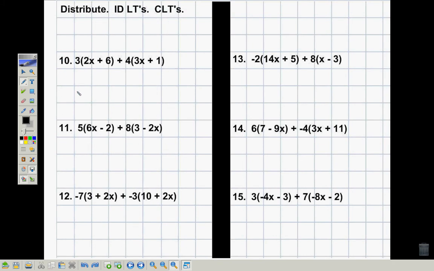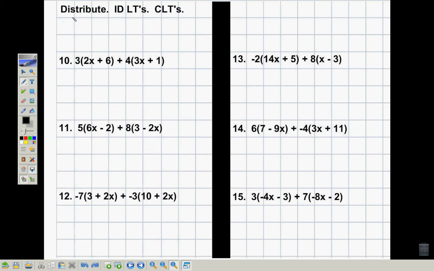Number 10 is going to end up with, as you can see, after we're distributing, all positive terms. Number 11 will have some negative terms involved, so we'll handle them separately. That'll give us a chance to talk about positives and negatives. So here are the 3 steps to complete this assignment.